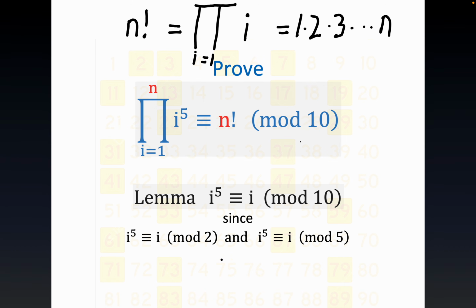is that 2 and 5 are the only factors of 10, and this is a divisibility result. This says i to the 5th minus i is divisible by 10. So if you can prove i to the 5th minus i is divisible by 2 and i to the 5th minus i is divisible by 5, you'll get this result. Okay, and this is immediate. All you have to do in mod 2 is check i equals 0, and it's clearly true for both cases.